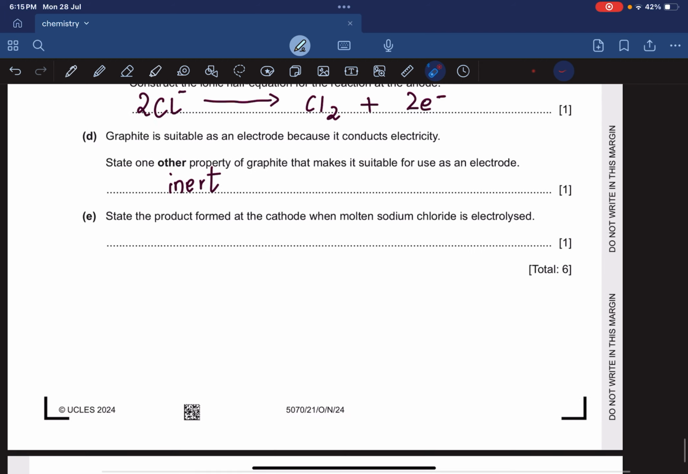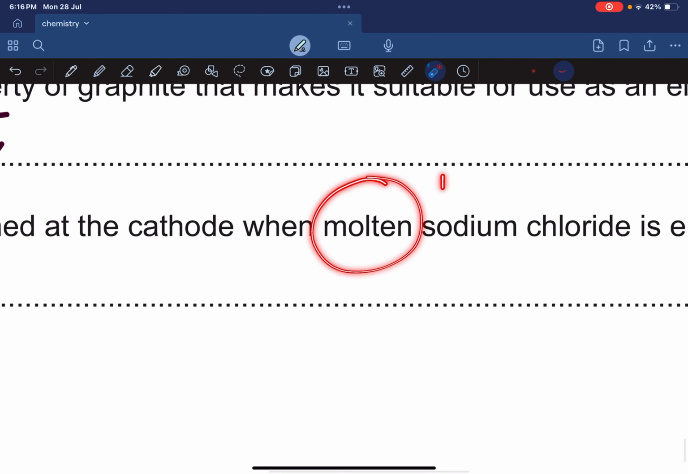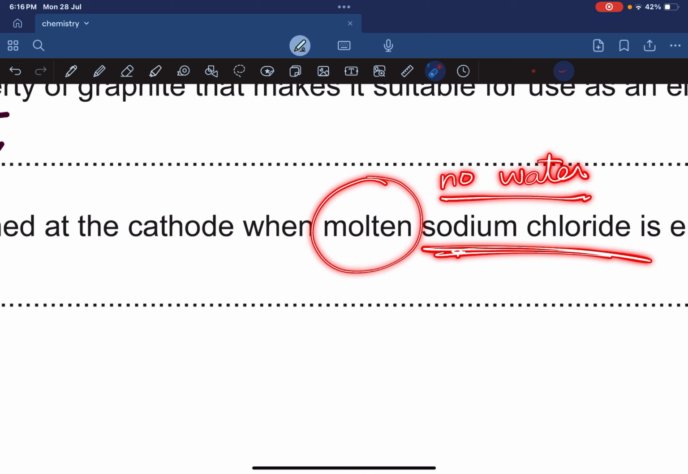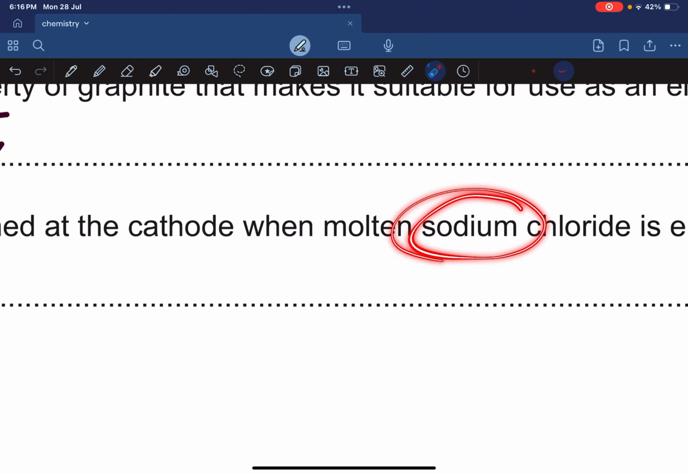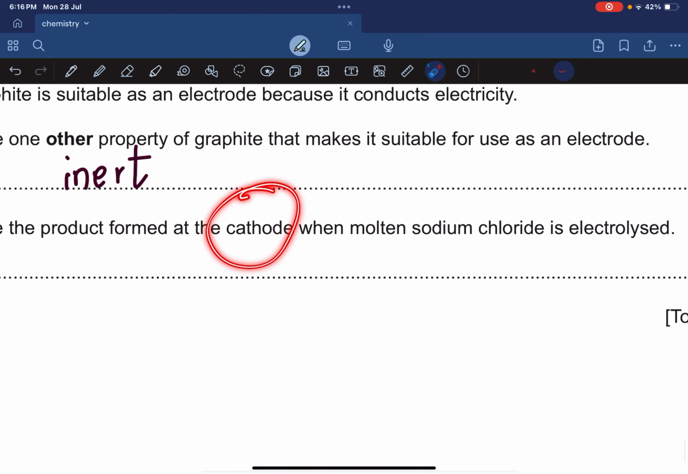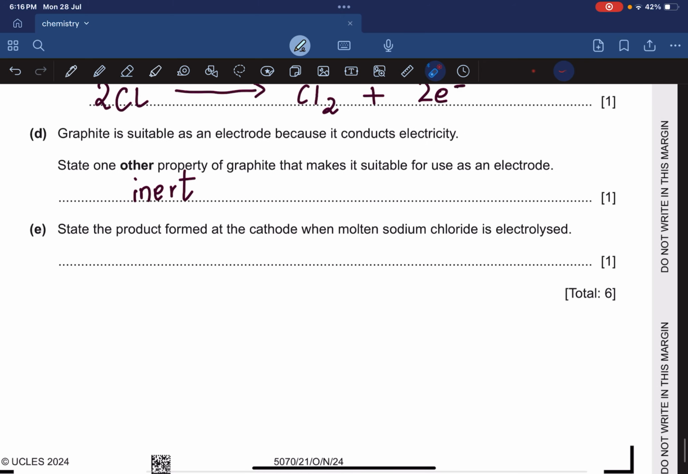State the product formed at the cathode when molten. Molten means it has no water. It's melted sodium chloride, not aqueous. Aqueous means it has water. Molten means no water. And when it has no water in it, it means no H+ ions. So the only positive ions we have are sodium, so they have to discharge this time at the cathode, because the cathode is your negative electrode. State the product formed at the cathode. It's going to be sodium this time because we have no hydrogen.